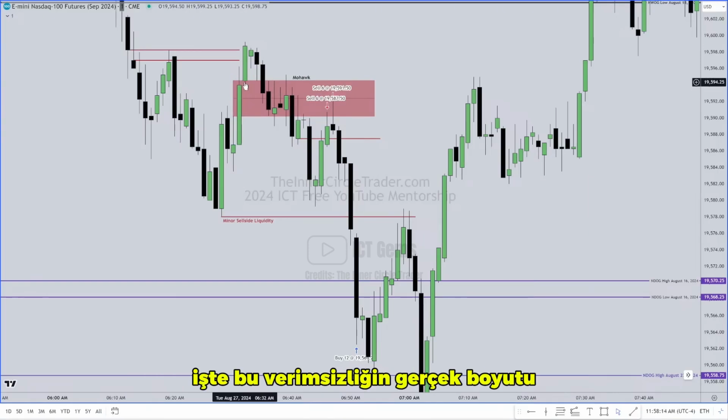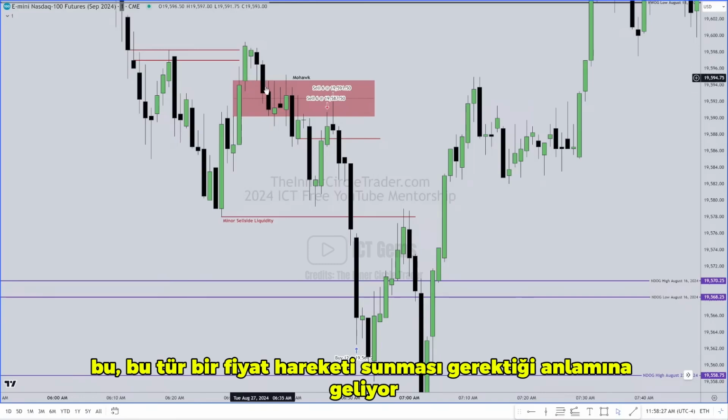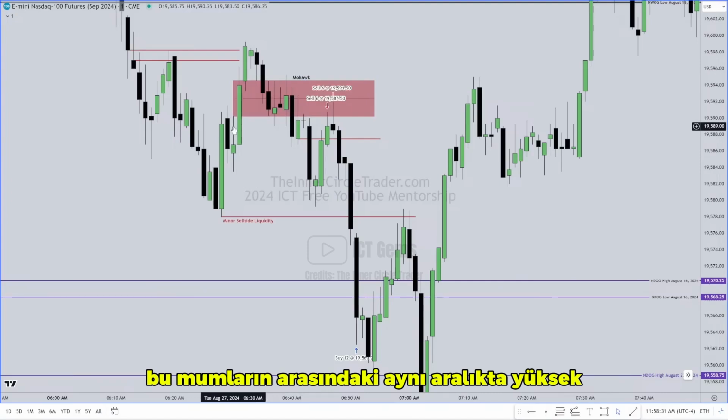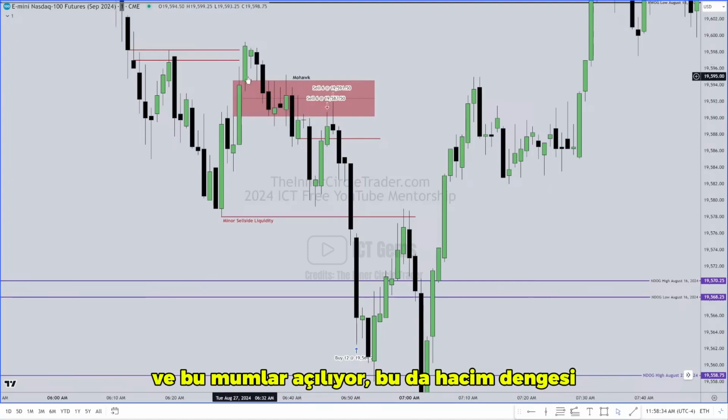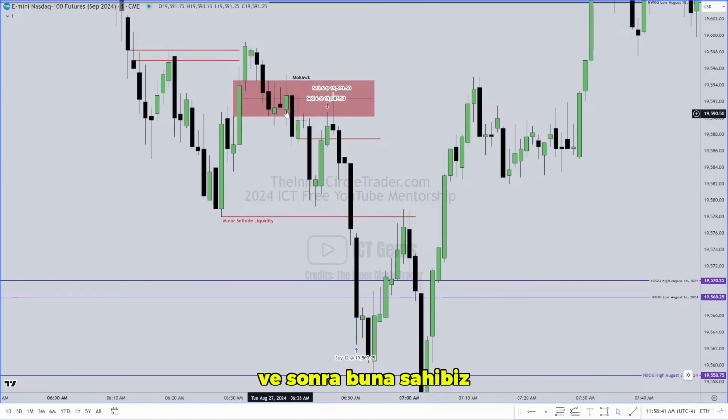That's the true range of that inefficiency because you have two PD arrays agreeing with the same context of price being offered strongly with buy side, inefficient in sell side. It means it's got to offer this type of price action where it's dropping down over that same range between this candle's high and this candle's open, which is the volume imbalance. So we have now two deliveries, up and down. And then we have this.